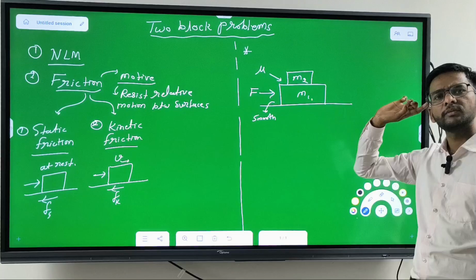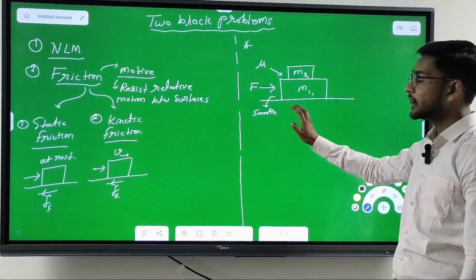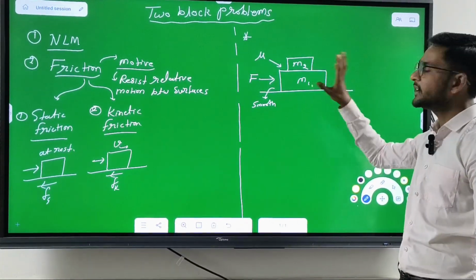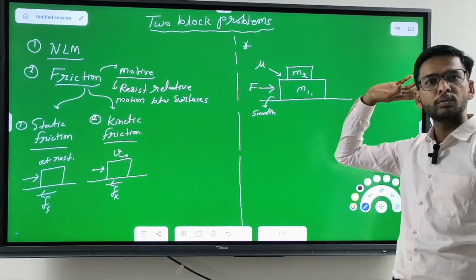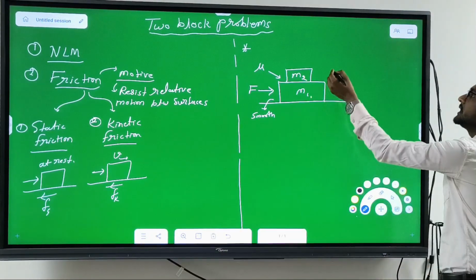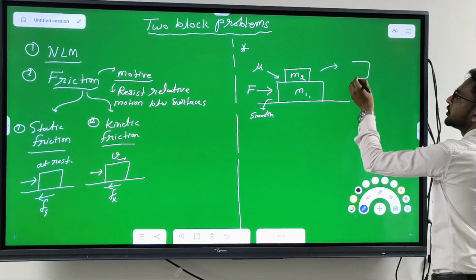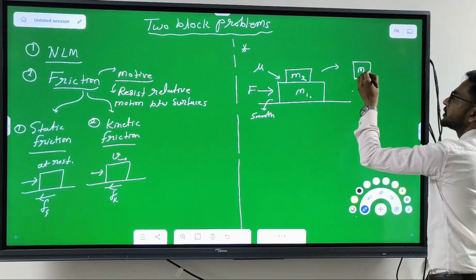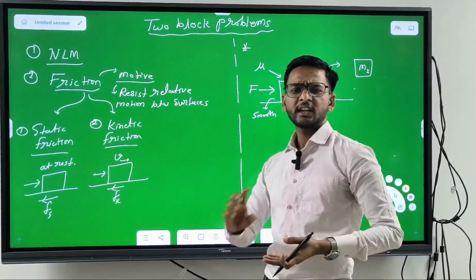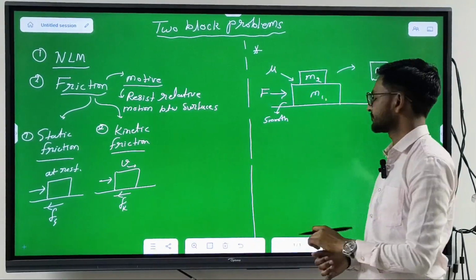Tell me about the M2 block. Will it move or not? Because we are not applying any force directly on M2. The only force that can act on the M2 block is the friction between M1 and M2. So if we draw the free body diagram of the M2 block, there is friction between M1 and M2 acting between both the surfaces, right?